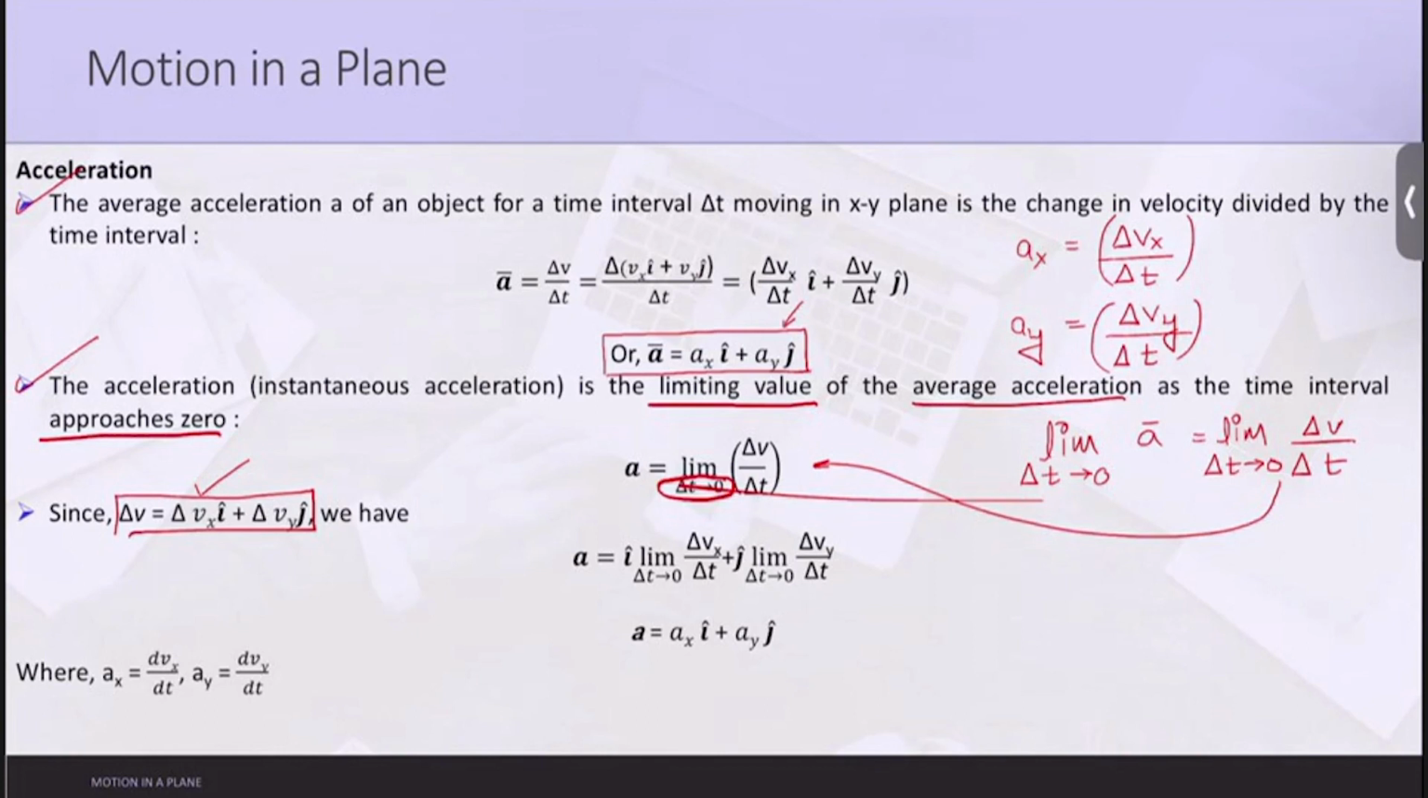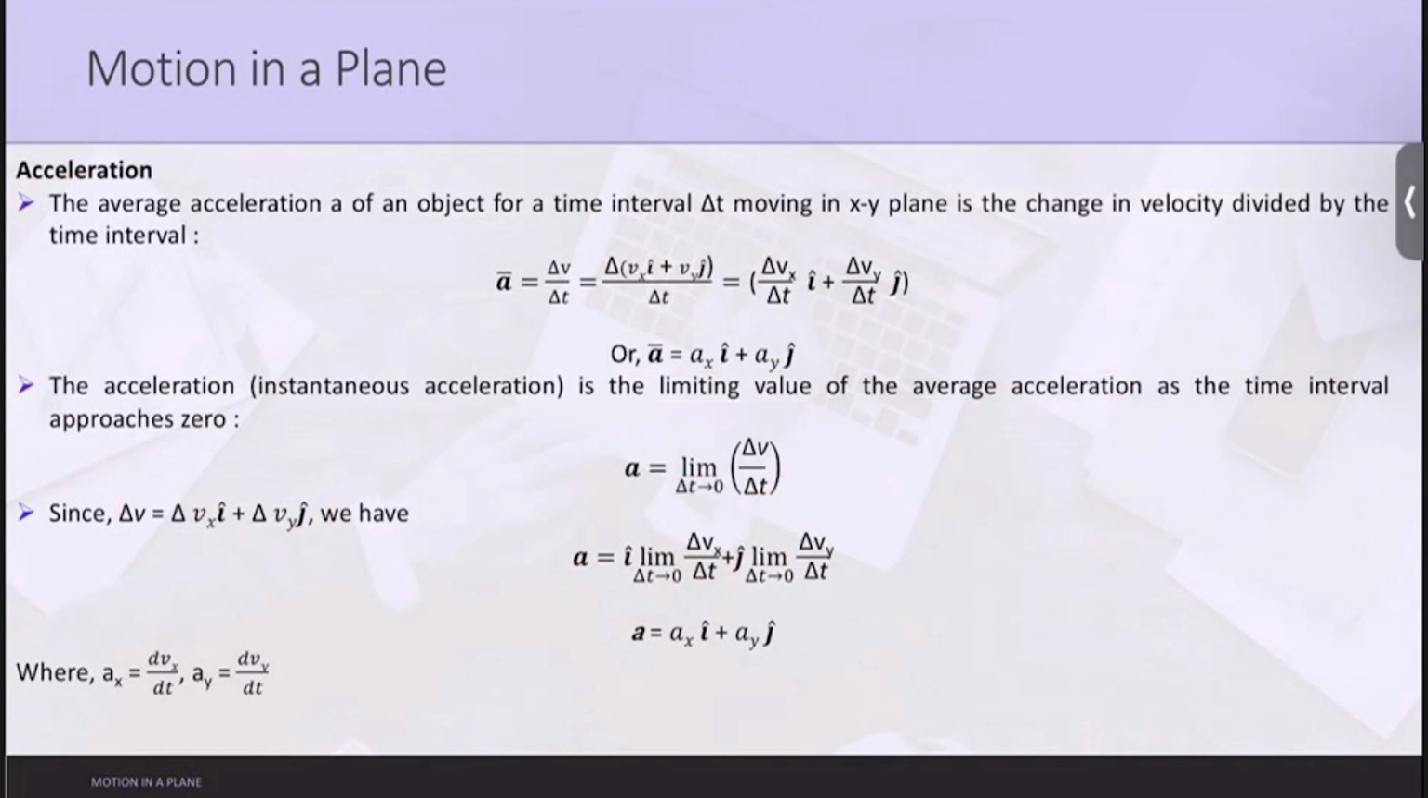Therefore, with similar results, the limit can be applied across the same portions here. So this will be nothing but equal to i cap into limit delta t tending to 0 of delta vx by delta t, and similarly delta vy by delta t. That leads us directly to Ax i cap plus Ay j cap again. What is Ax here basically? It is dvx by dt, and Ay is dvy by dt.